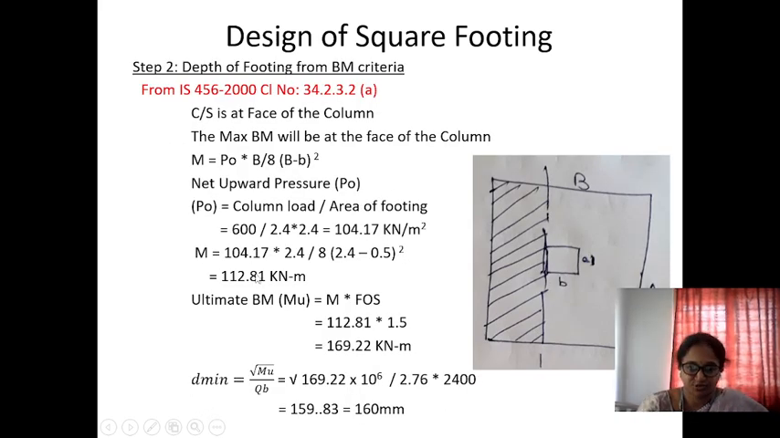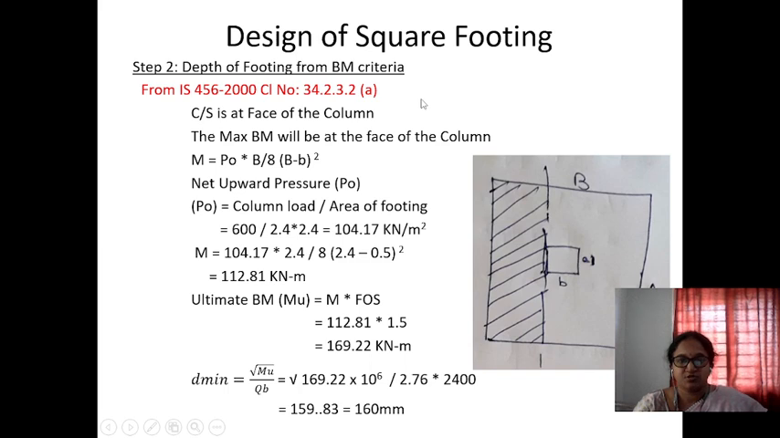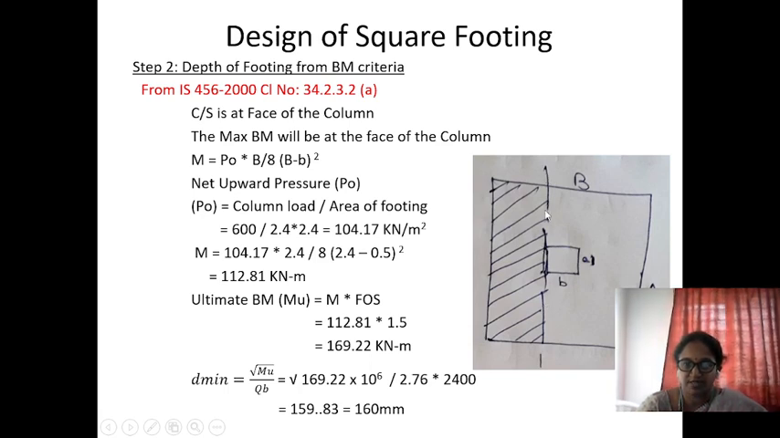Now coming to the next one, step 2, which is to calculate the depth. Depth is calculated by 2 criteria. One is the bending moment criteria and the other one is the one-way shear criteria. First we will go through the bending moment criteria. The depth of footing from bending moment criteria is taken from IS 456-2000, clause number 34.2.3.2a. In this, the cross section is at the face of the column. The maximum bending moment will be at the face of the column, where this is the overall footing size and this is the column. At this part, the maximum bending moment will occur.